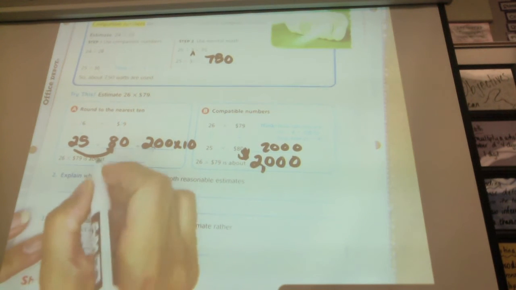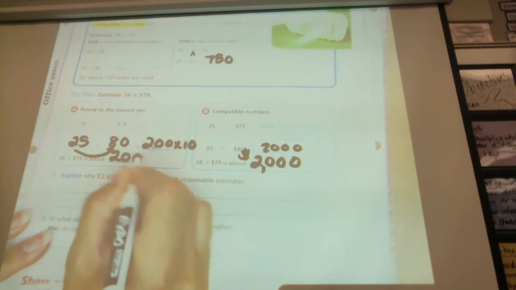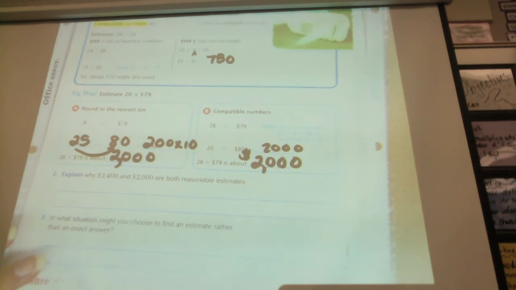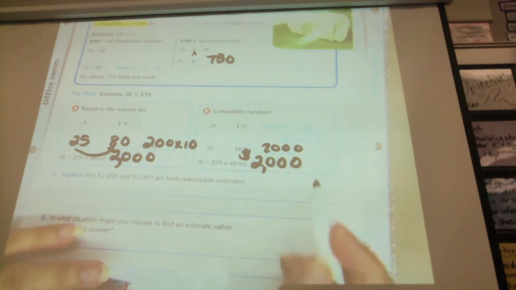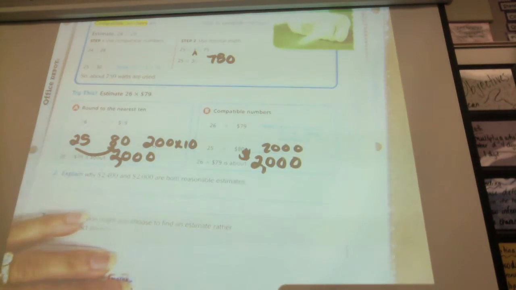Oh, it's over here. That's why. They're doing it a different way. Using round to the... Oh, I see, huh? Miss Harris read it wrong. I did them backwards.